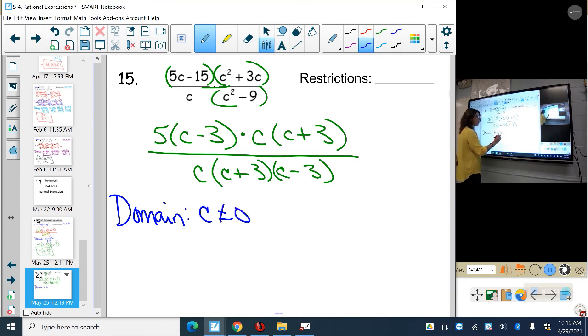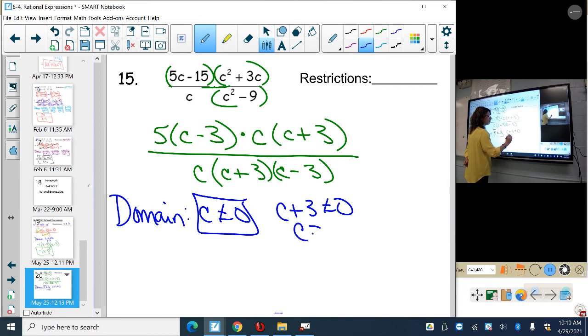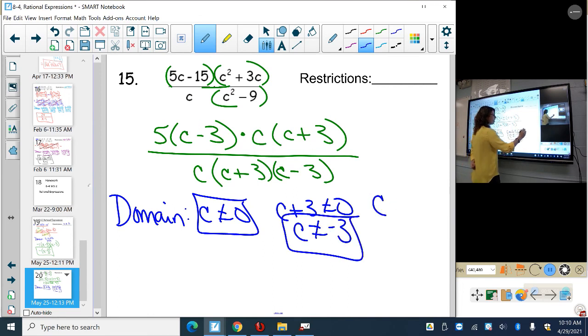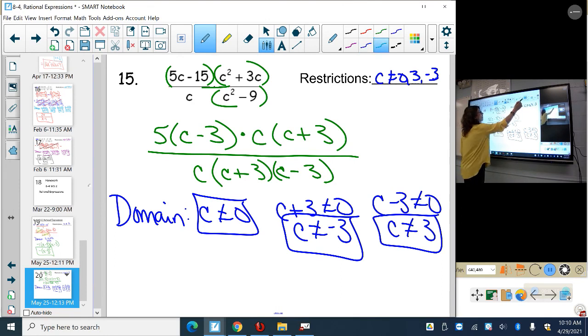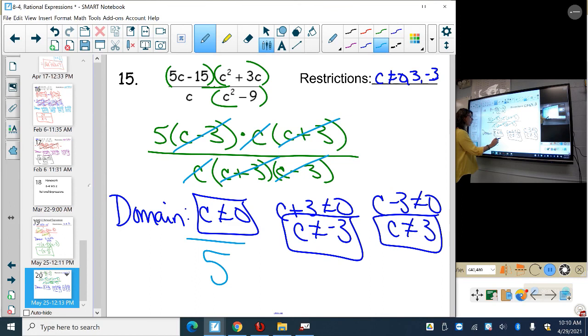c cannot be 0. c plus 3 cannot be 0. And then c minus 3 cannot be 0. So my restrictions are c cannot be 0, 3, and negative 3. Okay? So from left to right, the 5 stays, the c minus 3 goes away. The c goes away, and the c plus 3 goes away. So what remains is simply the number 5.